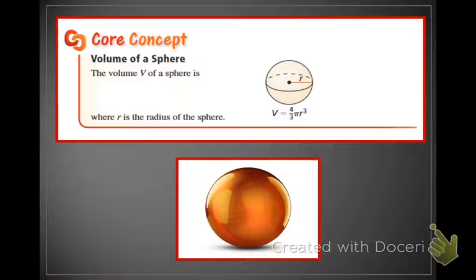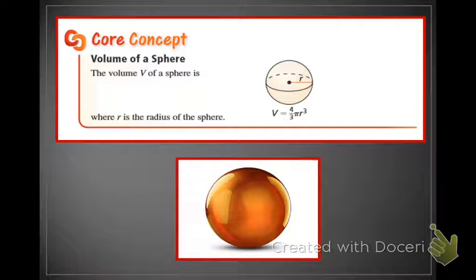Then we have volume. Your new formula, you have a blank. 4/3 pi r cubed. Most common mistake, students don't write cubed. R cubed, buddy. 4/3 pi r cubed.